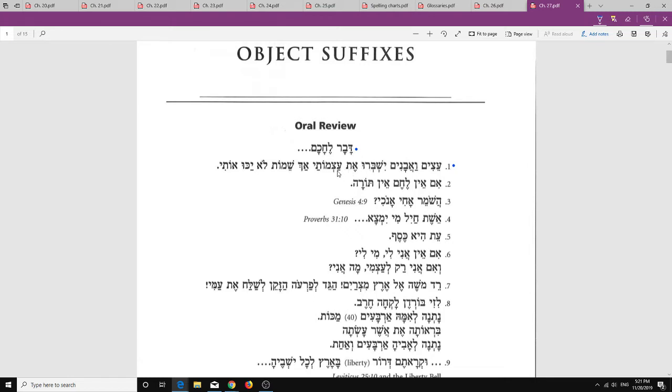Et atzmotai, so this could be essence or bones, and kind of seeing where we come from, we know this is bones. We have a first person singular pronominal suffix at the end. So my bones, sticks and stones will break my bones. Ak, but, shamot, names, lo yaku, will not, and this is strike.